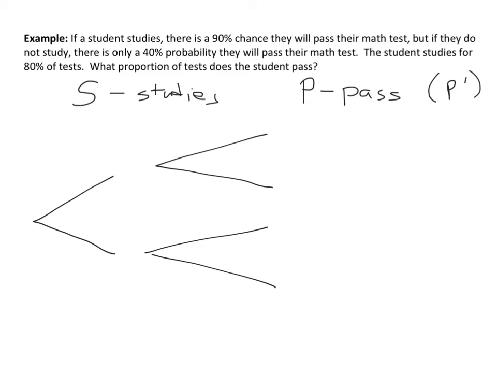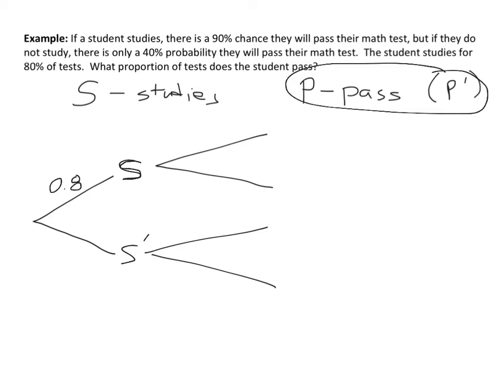So in this problem, which is the conditional event? Which is the event that depends on the other event? In this example, it's the pass event that is conditional on the studying event. And so that means we want to put studying and not studying over here, and passing is going to be our next branch. Okay? Now the problem says that the student studies for 80% of tests. So on this S branch, I'm going to put 0.8. And that means that, if there's an 80% chance of them studying, what's the probability that they're not going to study? Well, that has to add up to 1, so this would be 0.2.